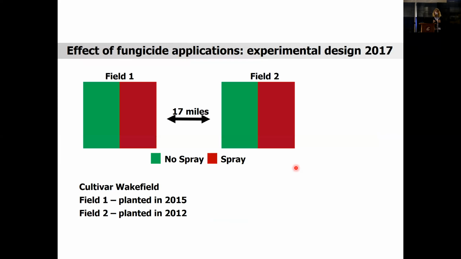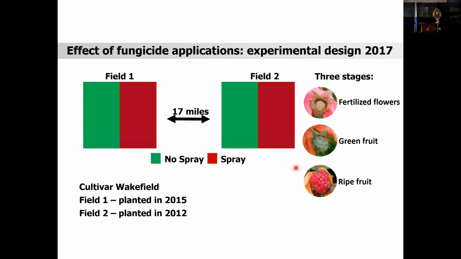Field number 1 was planted in 2015, so the field was much younger and had a much denser canopy compared to field number 2, which was about 5 years old. In this project, we focused only on 3 stages: flowers, green fruit, and ripe fruit, which we collected for the analysis from both fields and from both plots.